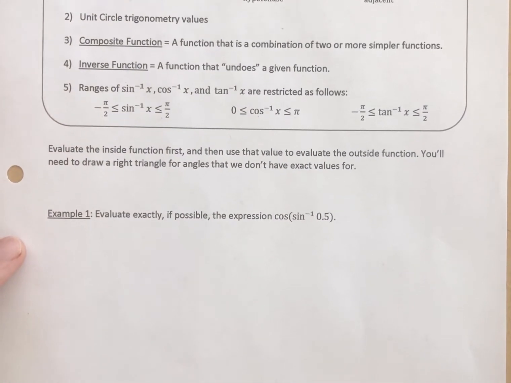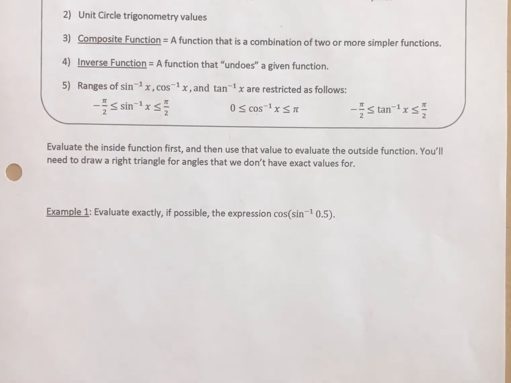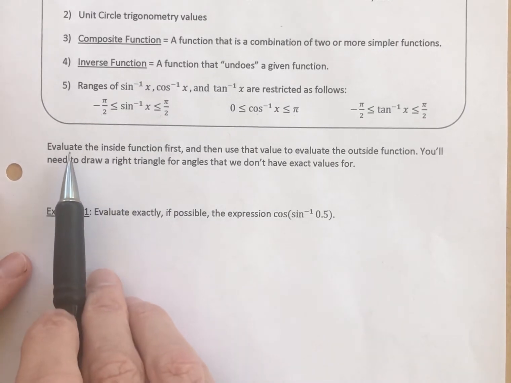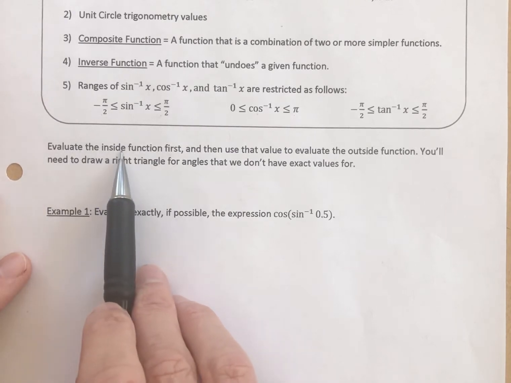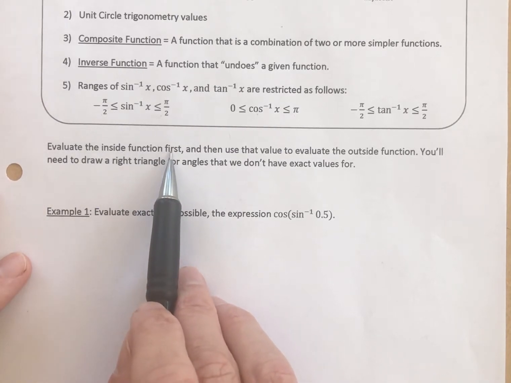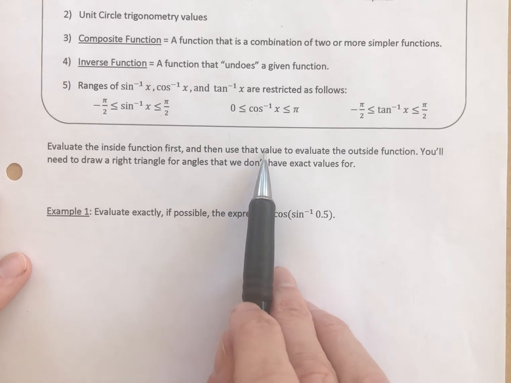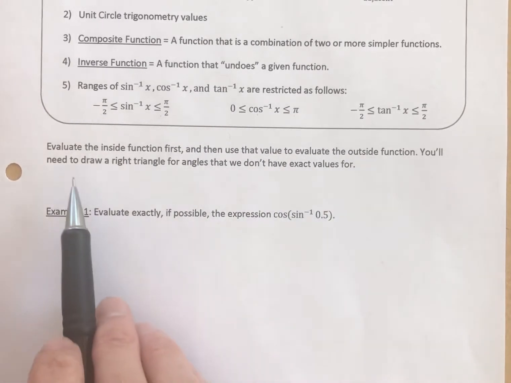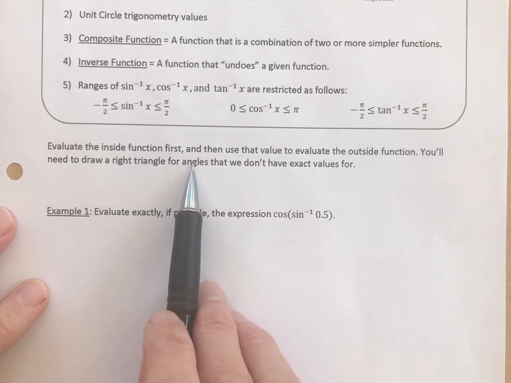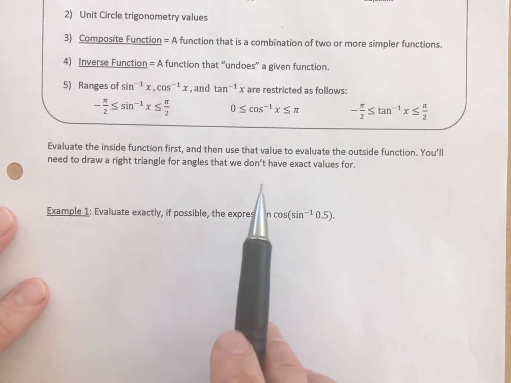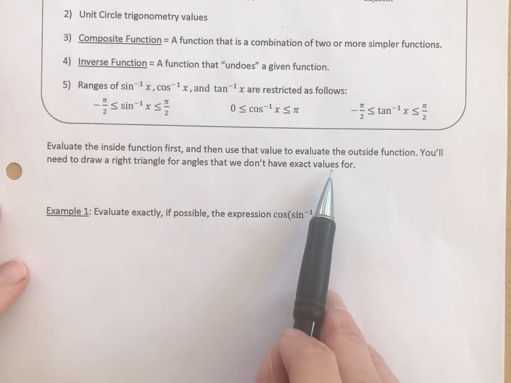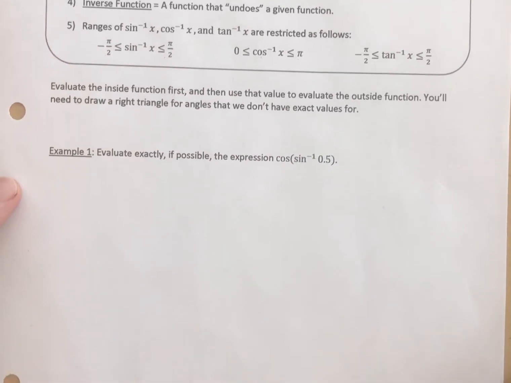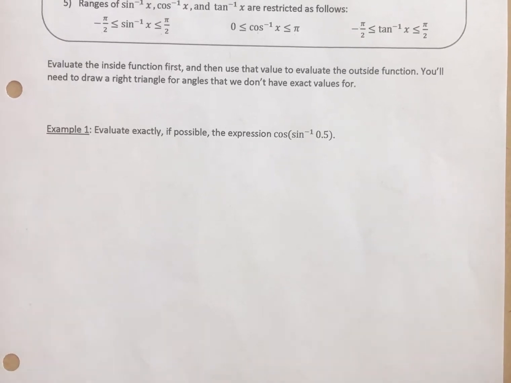So when we look at a composite function, we want to evaluate the inside function first, and then we'll use that value to evaluate the outside function. We'll need to draw a right triangle for angles that we don't have exact values for. And we will do an example of that as our second example. So let's take a look at example number 1 here.